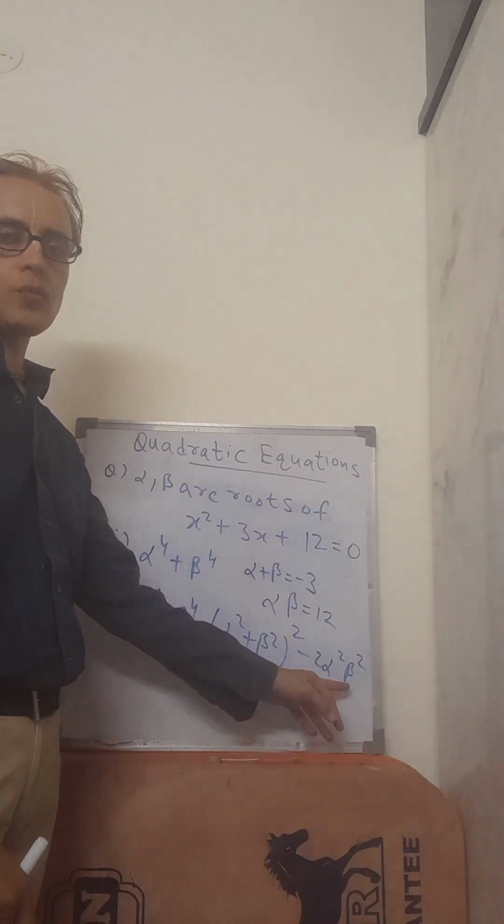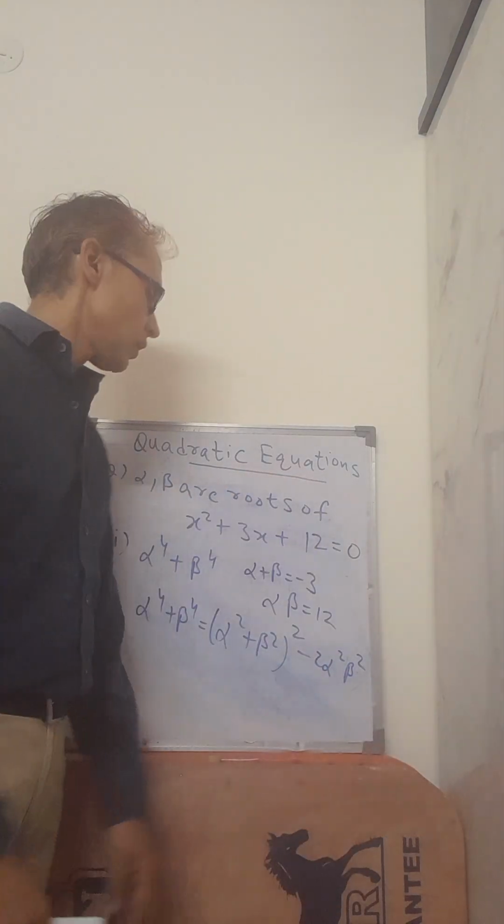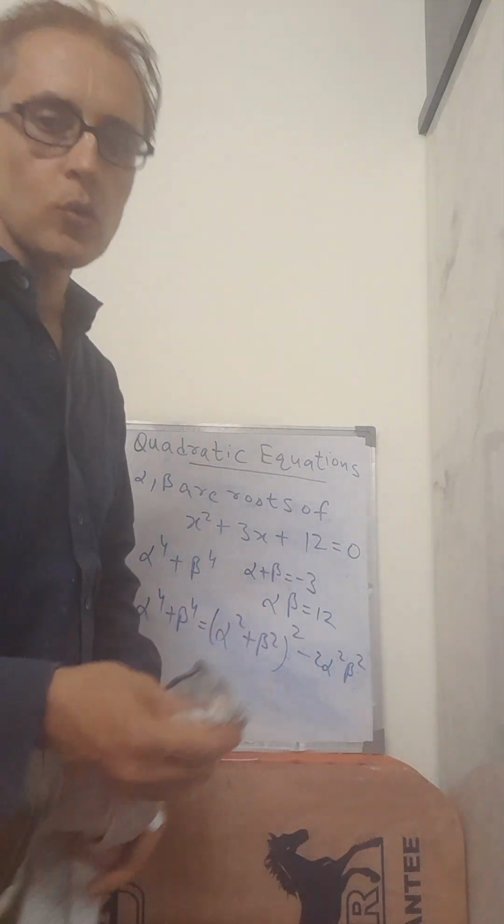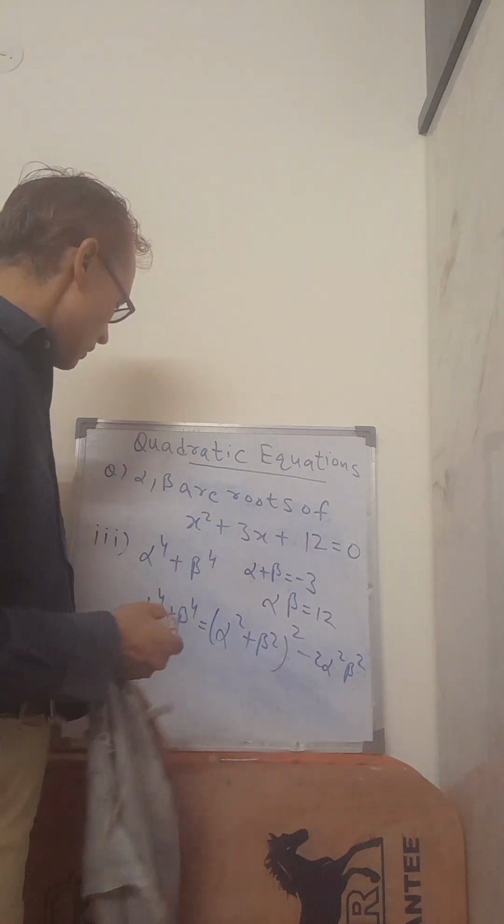Alpha square beta square is what? Basically alpha into beta whole square, which means 12 whole square. So that value you can find on your own, and that is our third formula.